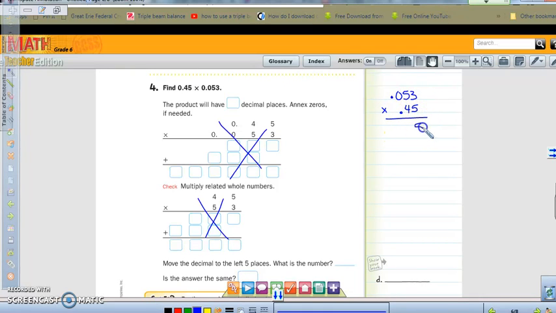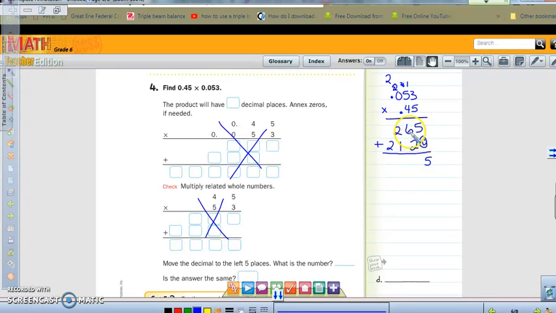5 times 3 is 15. Carry the 1. 5 times 5 is 25, plus 1 more is 26. Carry the 2. 5 times 0 is 0, plus 2 is 2. We're done with these guys. Smiley face to hold our place. 4 times 3 is 12. 5 times 4 is 20, plus 1 more is 21. 4 times 0 is 0, plus 2 is 2.